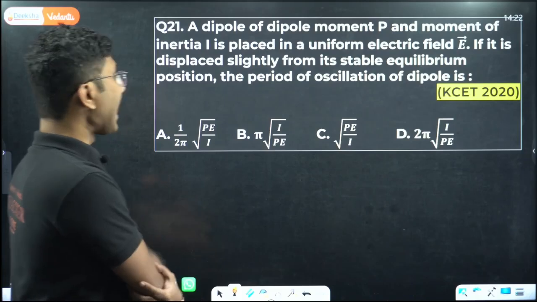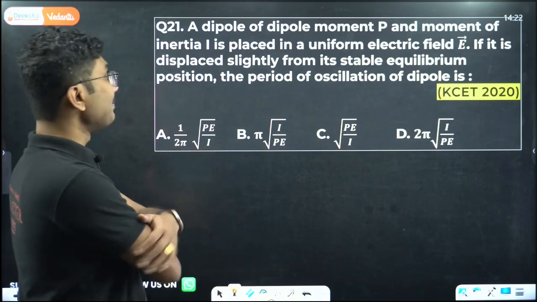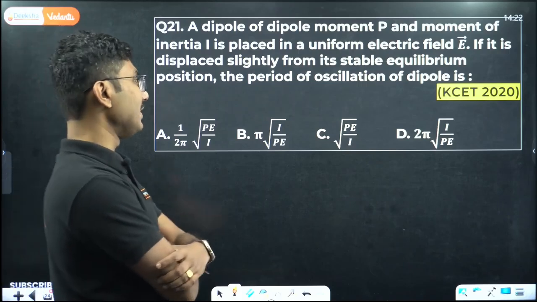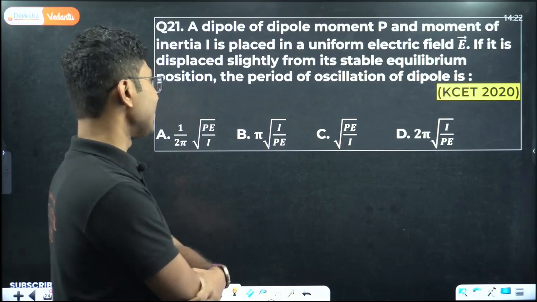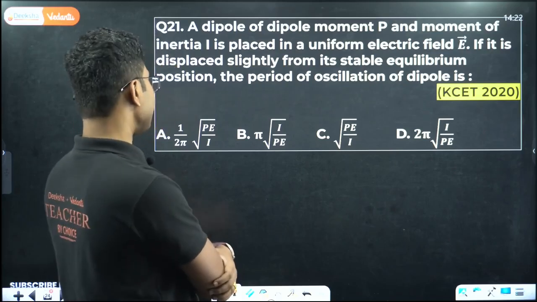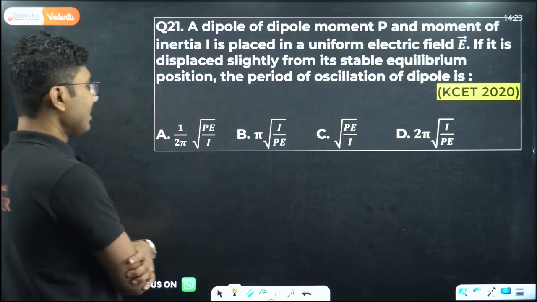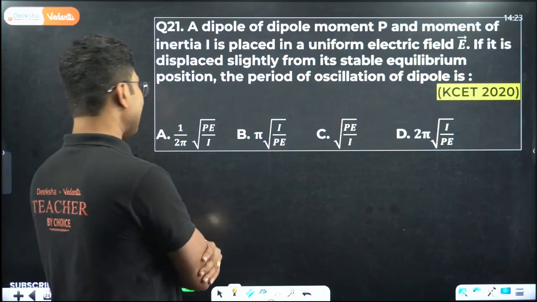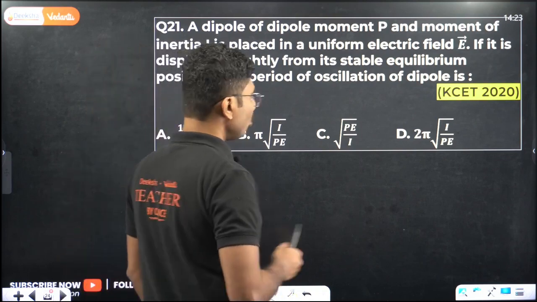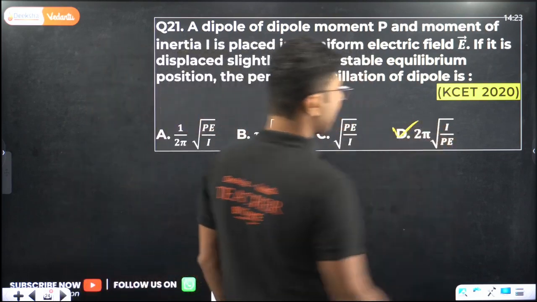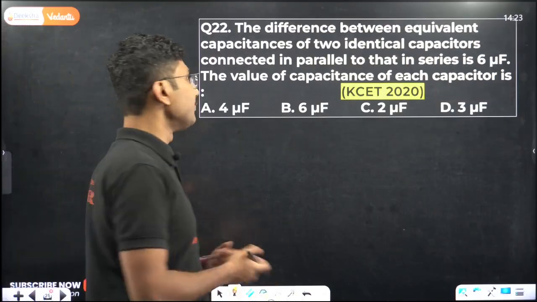Next, a dipole of dipole moment P and moment of inertia I is placed in a uniform electric field E. If it is displaced slightly from its stable equilibrium position, the period of oscillation is. Even though this question is partly deleted, the time period will be 2 pi root I by PE. This is the correct answer. This is a deleted question. Don't worry too much about it. I think I forgot to remove this question.